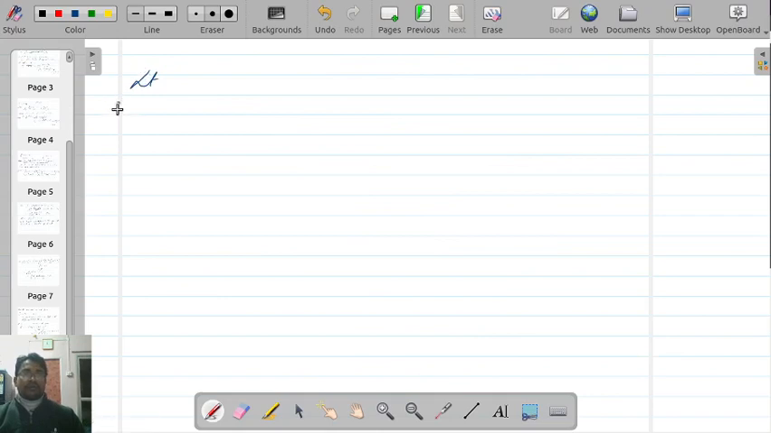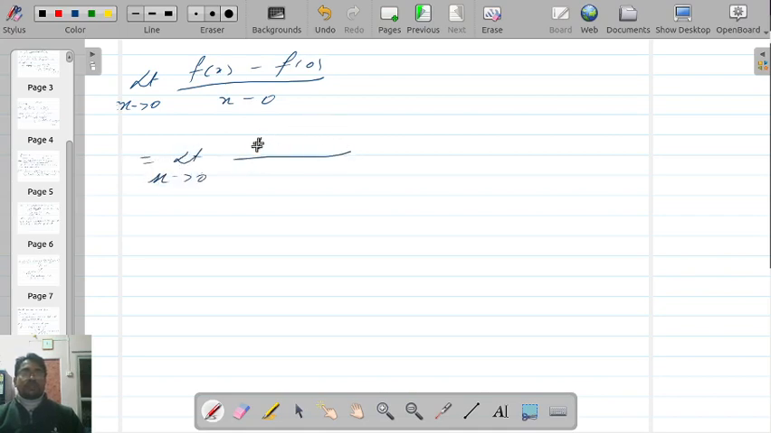I have to evaluate whether it's differentiable at x equal to 0. So let us try to evaluate the limit as x tends to 0 of (f(x) minus f(0)) divided by (x minus 0). So this limit is actually the limit as x tends to 0 of, what is f(x)? f(x) is mod x, f(0) is 0, divided by x. Okay, so this is the limit as x tends to 0 of mod x by x, right?